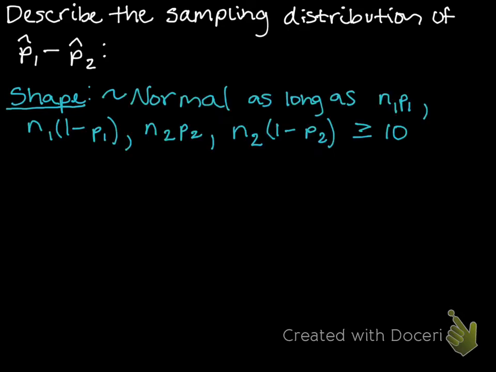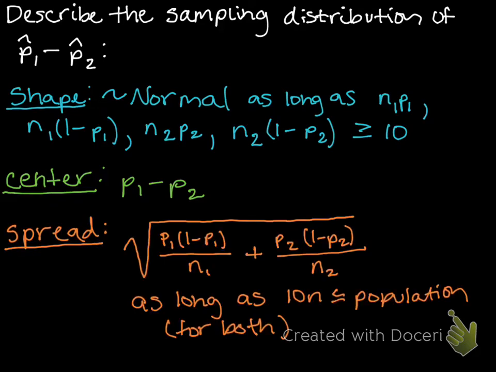The shape is approximately normal as long as N1 times P1, N1 times 1 minus P1, N2 times P2, and N2 times 1 minus P2 are all greater than or equal to 10. The center is P1 minus P2, and the spread is the square root of P1 times 1 minus P1 divided by N1 plus P2 times 1 minus P2 divided by N2, as long as 10 times N is less than or equal to the population for both. The 10% rule has to apply.